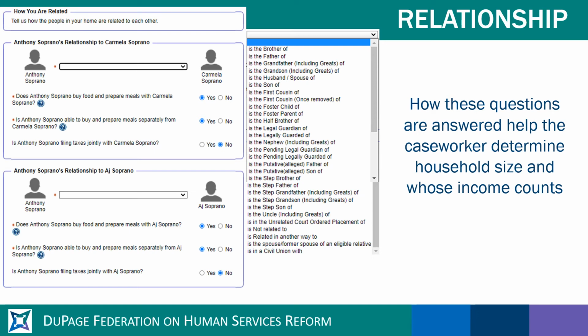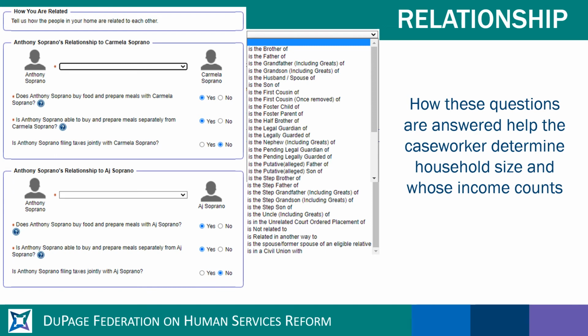It is asking whether or not Anthony and Carmela buy and prepare meals together. This is a SNAP household question. Some people, regardless of whether or not they eat together based on their relationship, will have to be included in each other's SNAP unit. Whereas others, if there is no relationship and they do not eat together and they live together, then they might be separate households. So it's really relating to those SNAP household rules.